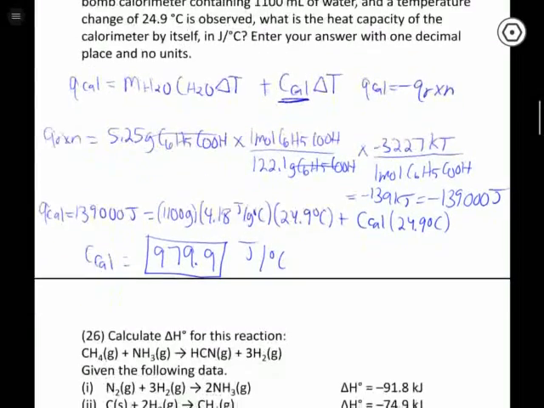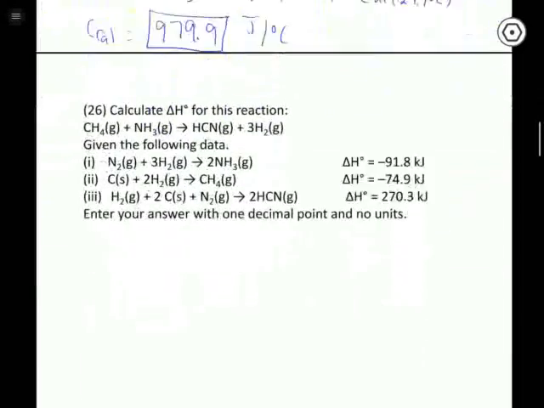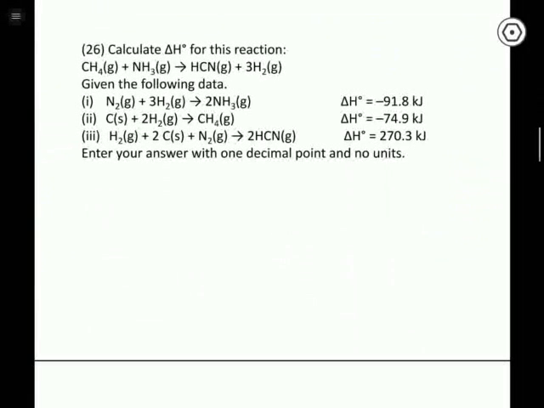All right, so all this stuff is pretty recent, so hopefully it's not too foreign at the moment. Okay, so for this reaction we're going to calculate delta H. We have methane plus ammonia going to hydrocyanic acid and hydrogen, H2. And we have three reactions. So this is a Hess's law problem where we're going to add together multiple chemical reactions to get our overall reaction and our overall enthalpy.